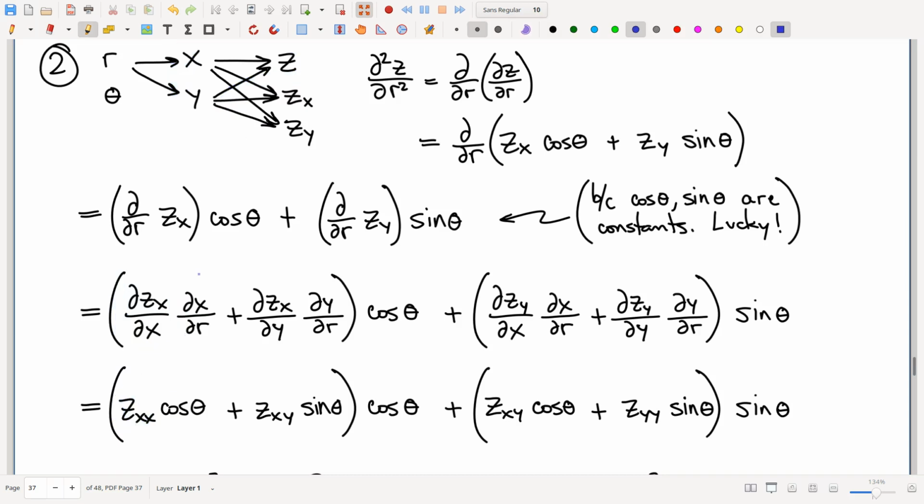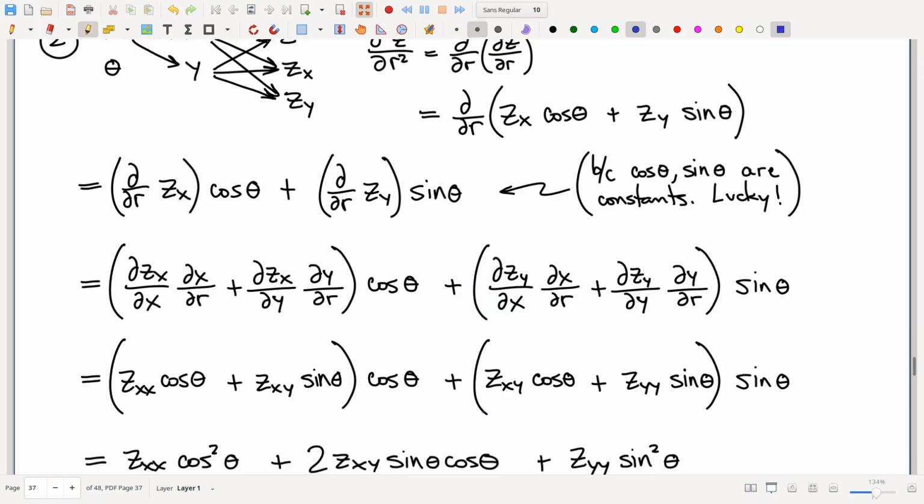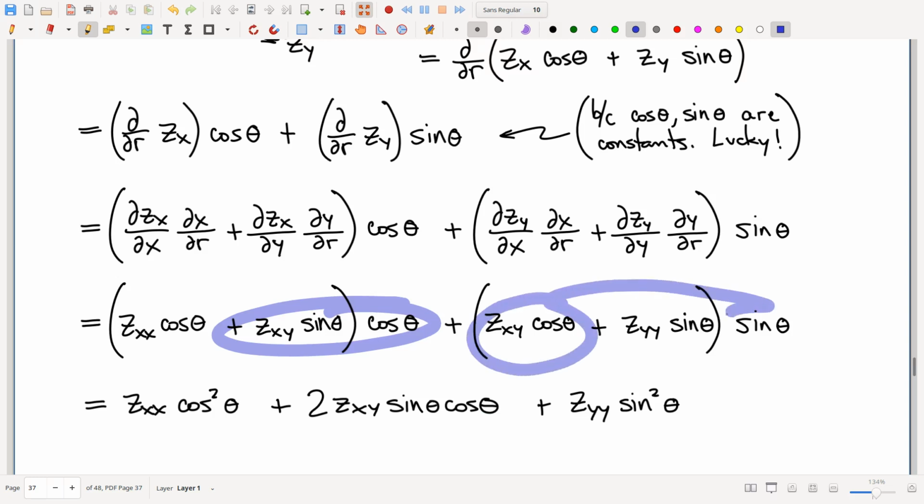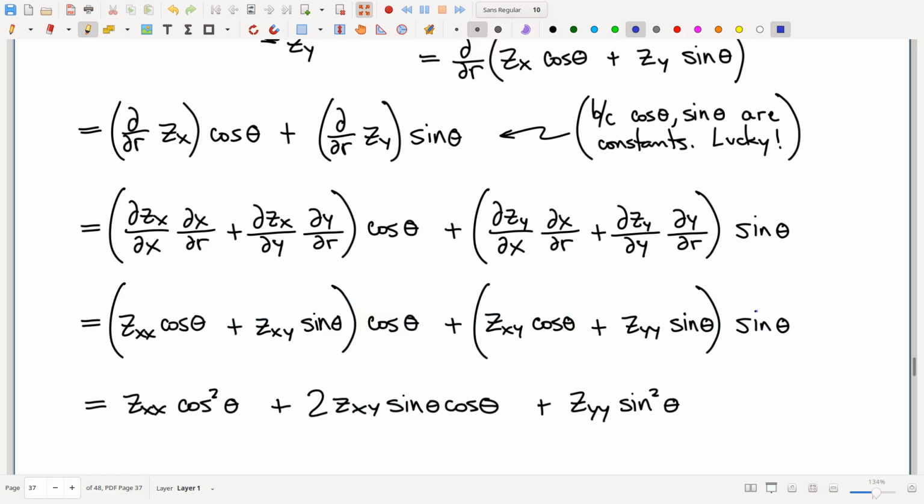Then there's stuff like the partial of x with respect to r, again, easy trig. Y'all can check me on that. The partial of zy with respect to x, again, that's zxy, nothing to it. And then et cetera, et cetera. It's all over except a little bit of algebra now, and you can multiply. You'll notice that these two give you the same thing, so you get 2 of that term, and then here's your ultimate answer down here. Everybody on board?